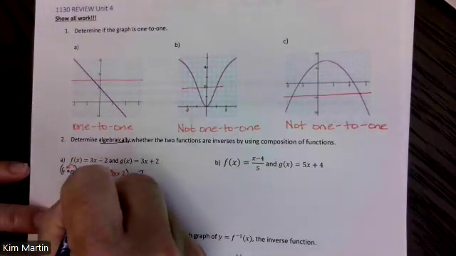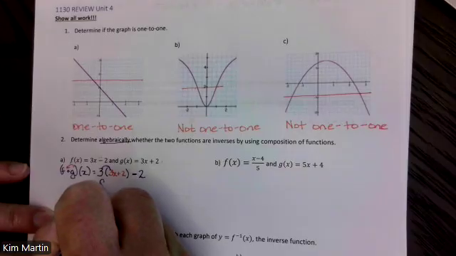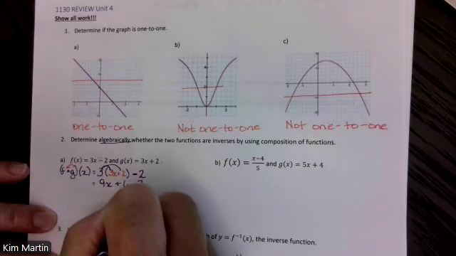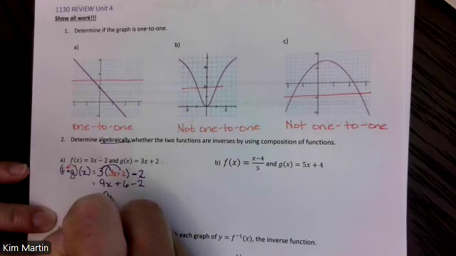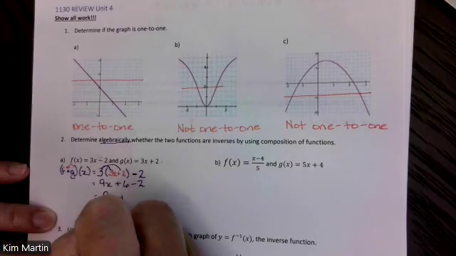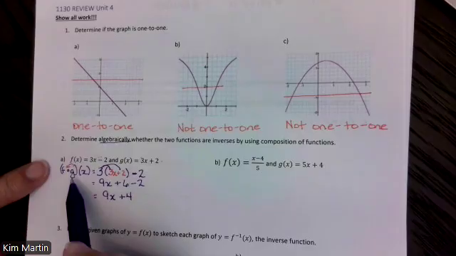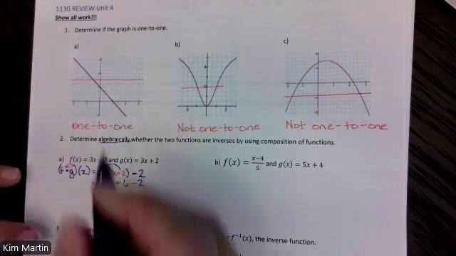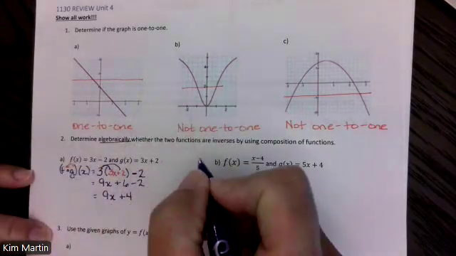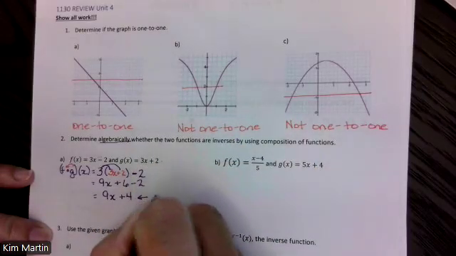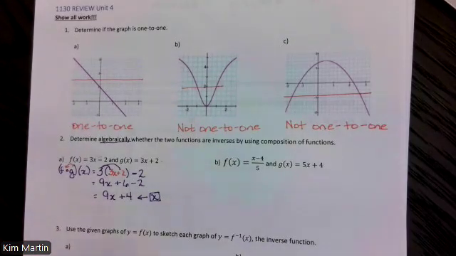So you're going to distribute the 3. 3 times 3x gives us 9x. 3 times 2 gives us 6 minus 2. So we're going to end up with 9x plus 4. Because we only had to do the composition, you have to do the composition the other way as well. But in order for them to be inverses, this has to leave us with x, not a negative x, not whatever. It doesn't matter that the two match at the end.